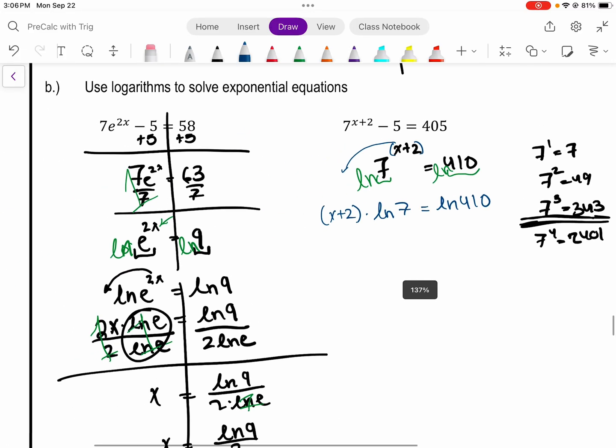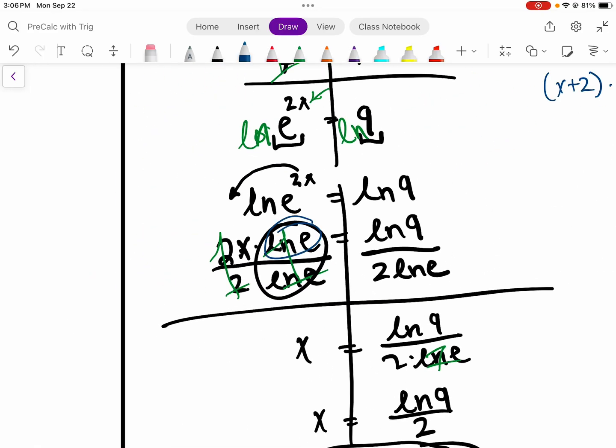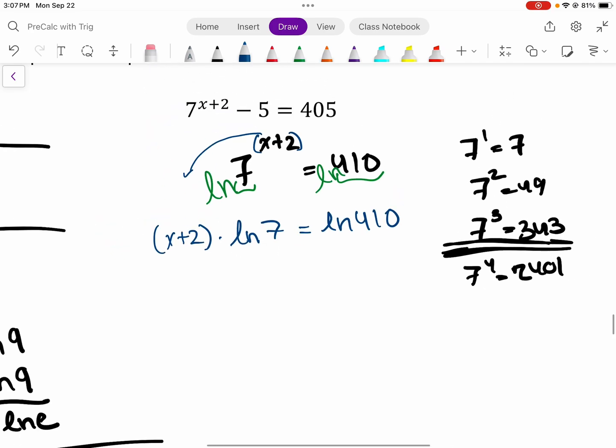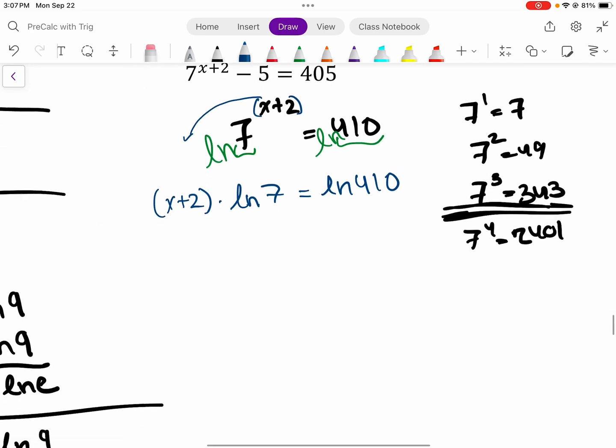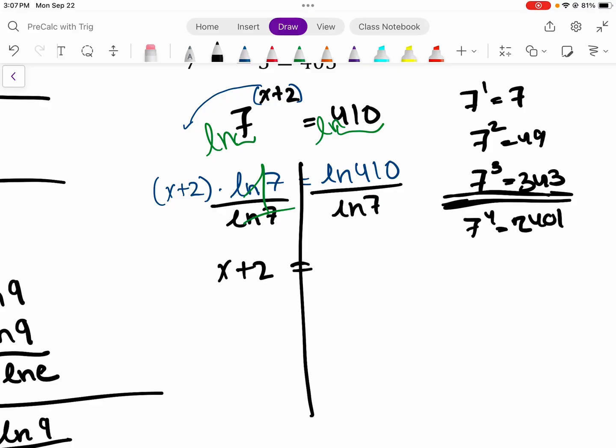Now in the other example, we could have simplified this into 1. In this case, the natural log of 7 can't be simplified, so we're stuck with it. All right, let's go ahead and get x completely by itself. So I'm going to divide everything by the natural log of 7. That becomes a 1. And I'm left with x plus 2 equals the natural log of 410 divided by the natural log of 7.